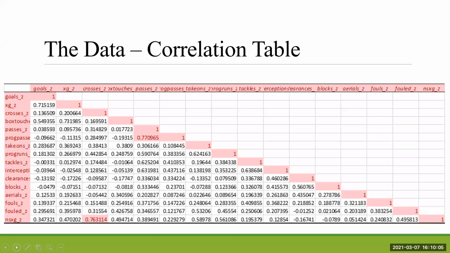Second, I see that take-ons has kind of a good correlation with goals, and maybe even fouled and non-shot scoring chances. So those are just some variables that we may start with as we move on to our model building phase.